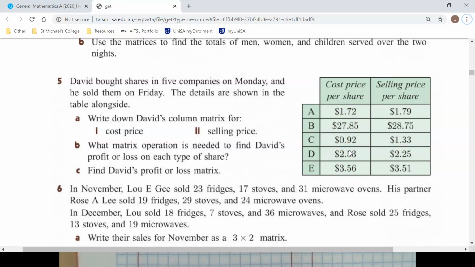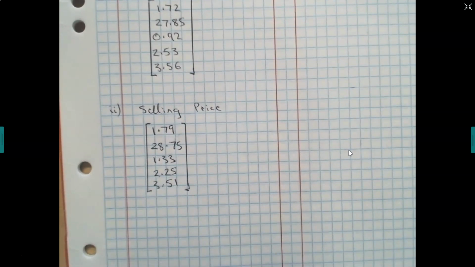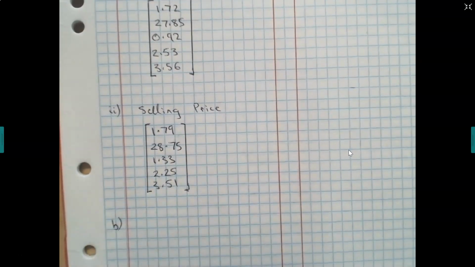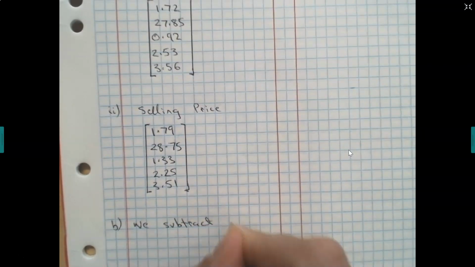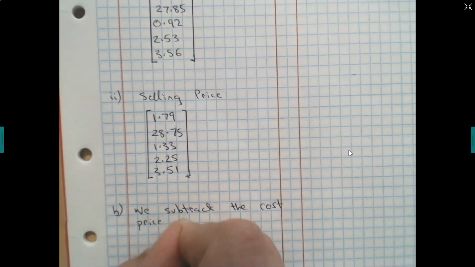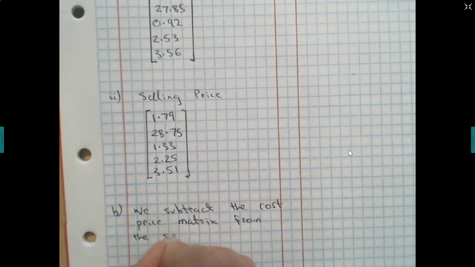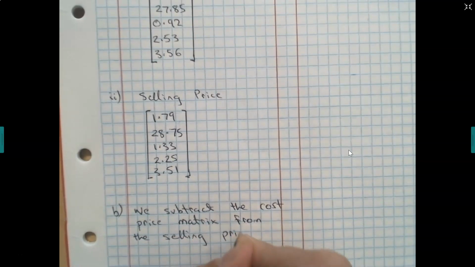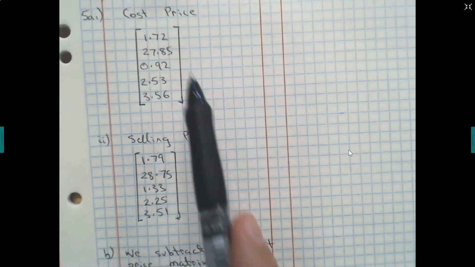Can people see that? So if you were to write down, well actually they don't actually want us to even write the profit or loss in B, they just want us to state what we have to do. So you just say we subtract the cost price matrix from the selling price matrix. So I'd go that one there, the selling price, subtract the cost price.